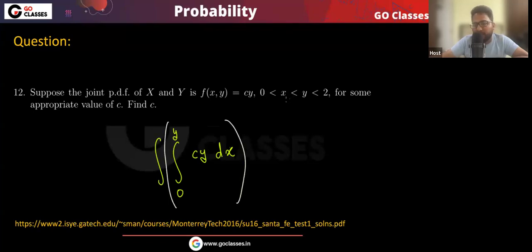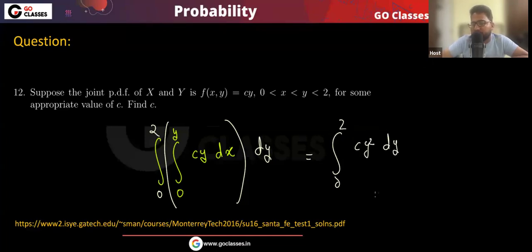And then y is from, now you can see, y is from 0 to 2. Then this is dy. Tell me, what will be this cy dx? If you're integrating with respect to x, then I think this is just cx, right? So cy is constant actually. So it is just x. Now x is from 0 to y. So it will be y, right? So it is cy square. So it will be 0 to 2 cy square dy.